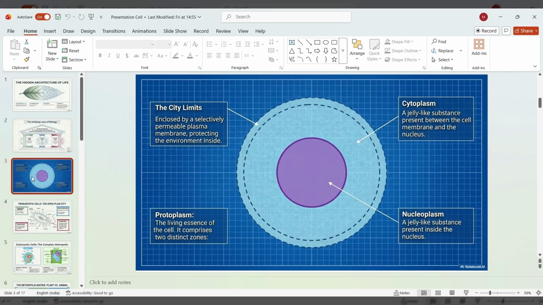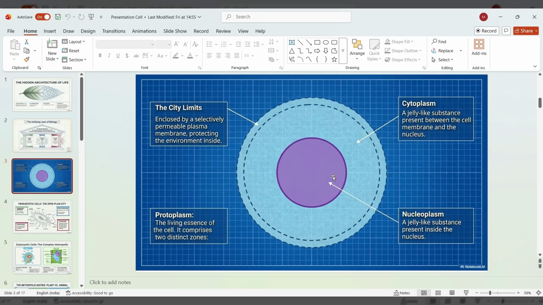You can see on this particular screen, there is cytoplasm, nucleoplasm, and protoplasm shown. So suppose this is the cell. Whatever the jelly-like liquid present inside the nucleus, this is the nucleus, is called nucleoplasm. Remember this thing, the jelly-like substance present inside the nucleus is called nucleoplasm. So here inside this nucleus is nucleoplasm.